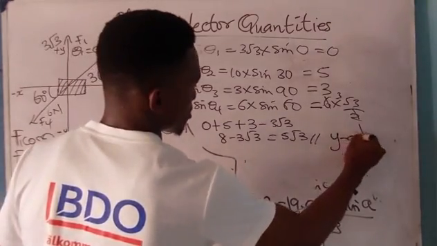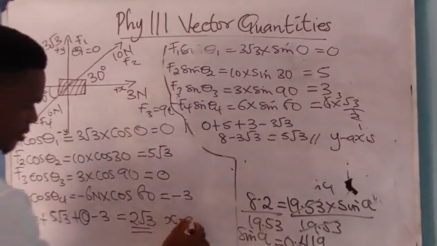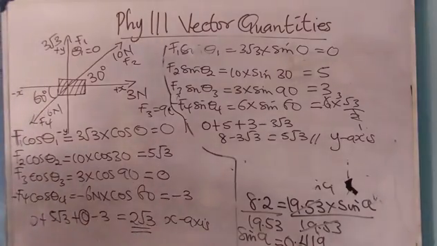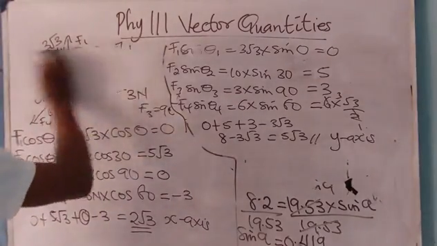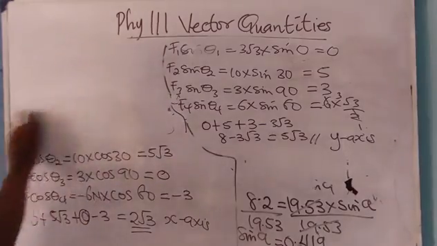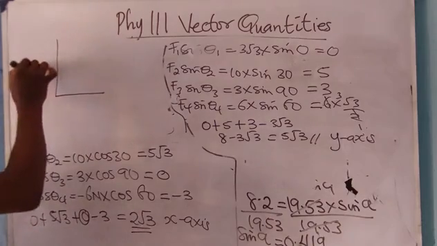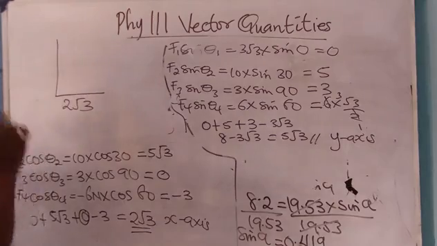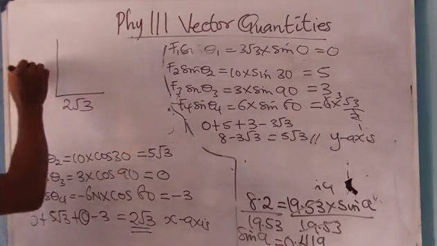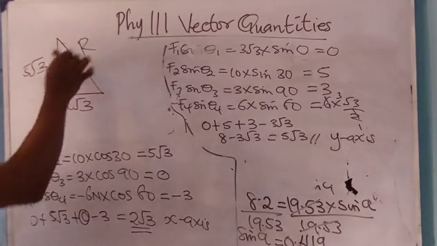This is the y-axis, and this other one is for the x-axis. Now that is not the final answer. We use Pythagoras theorem. The x-axis is 2 root 3 and the y-axis is 5 root 3. So this is of course the resultant.